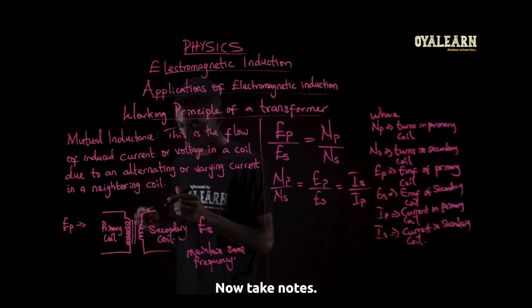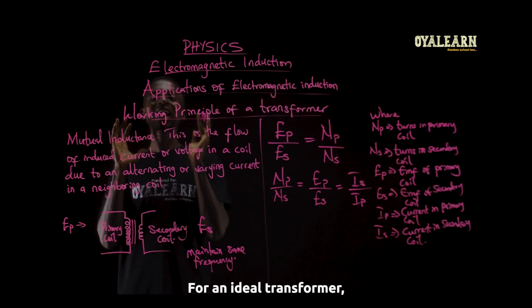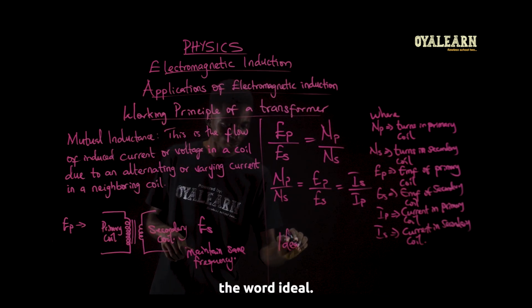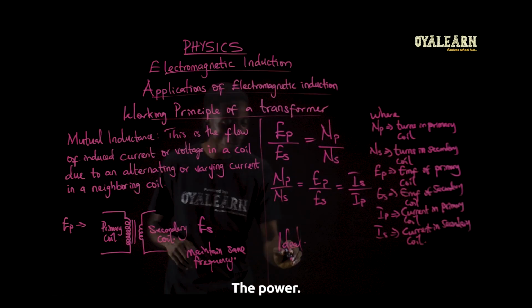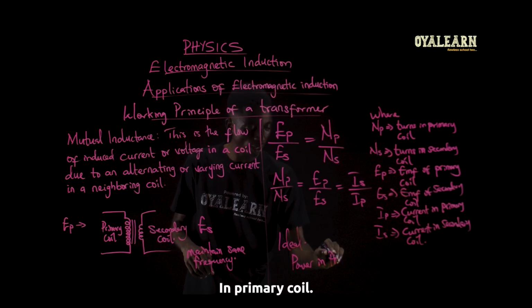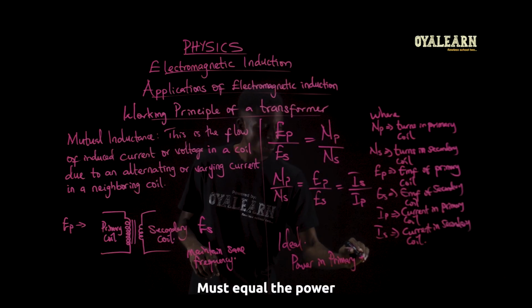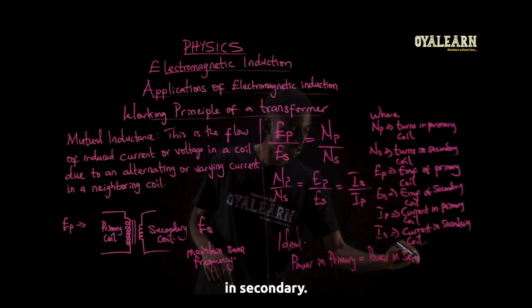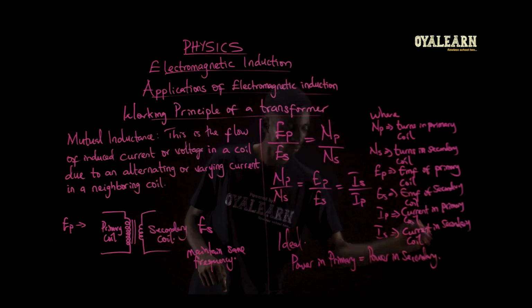Now, take note. For an ideal transformer, the word here, ideal, the power in the primary coil must equal the power in the secondary.